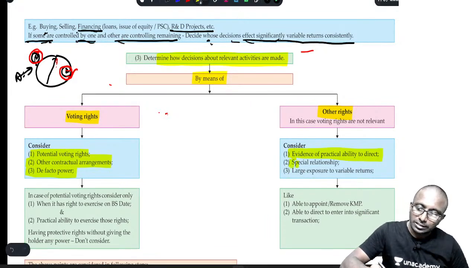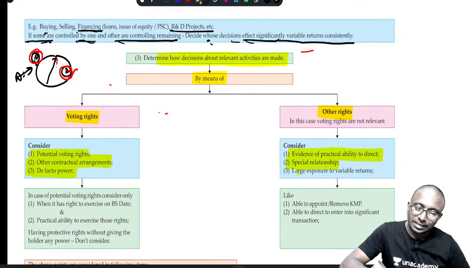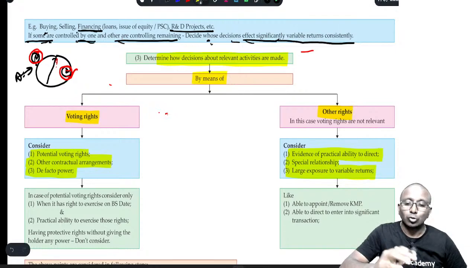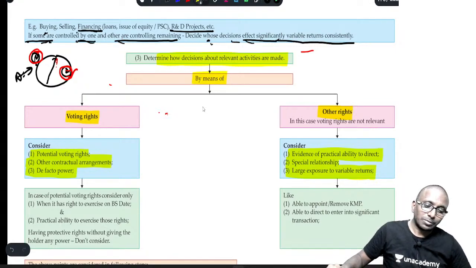Next, is there any special relation depending upon the situation? Is there a large exposure to variable returns? So many things you are supposed to consider. Look at them one by one. Obviously we look at it.